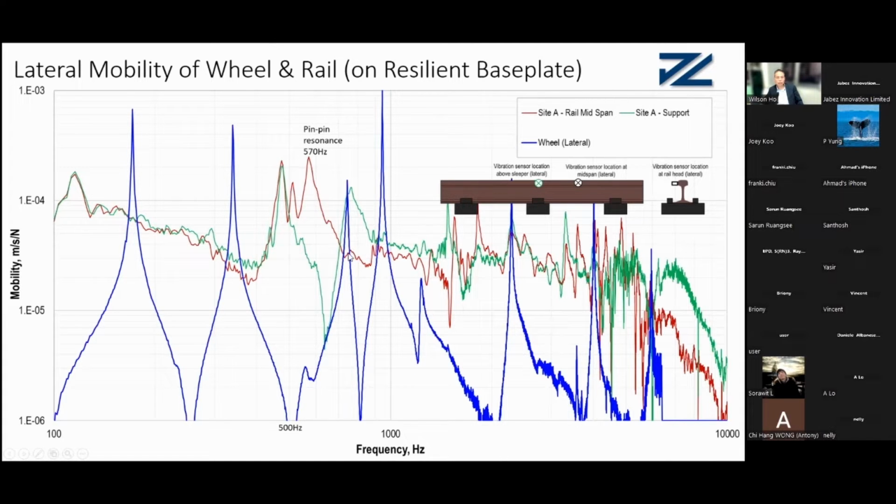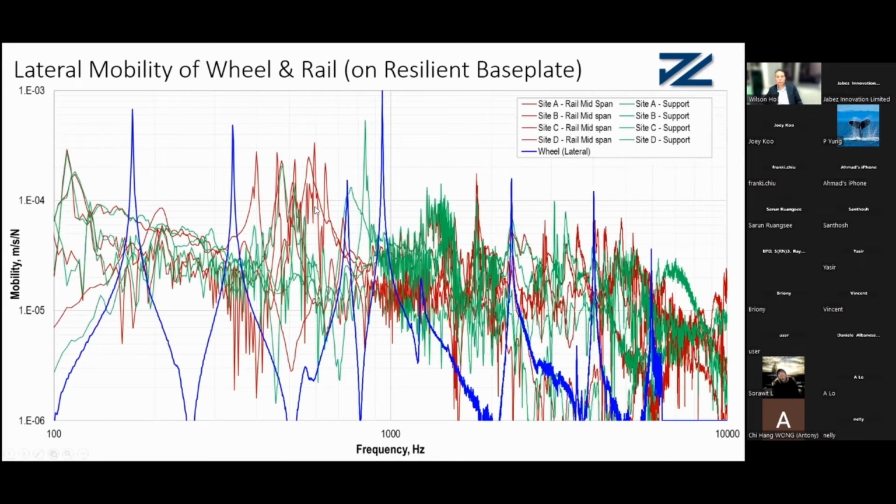But at this point, the pin-pin resonance does not occur. We can see that at the green line, at the support, there is no resonance. Then we can see there is another rail head rotation resonance at around 480 Hertz. This rotation is creating the problem of corrugation. Both the midspan, the red line, and the green line at the support, have very high mobility there. So when the stick-slip action occurs at around 500 Hertz, the wheel has low movement, but the rail has very high movement.